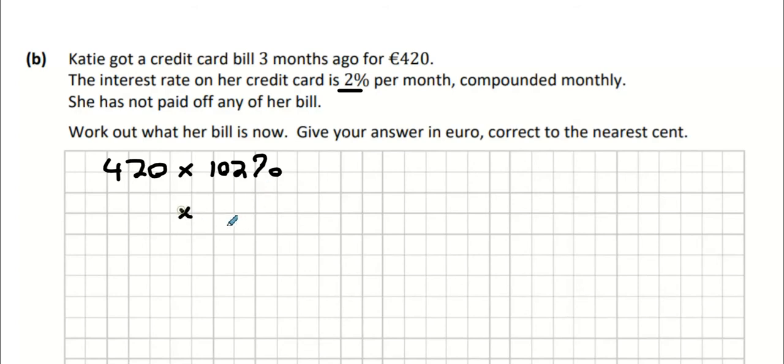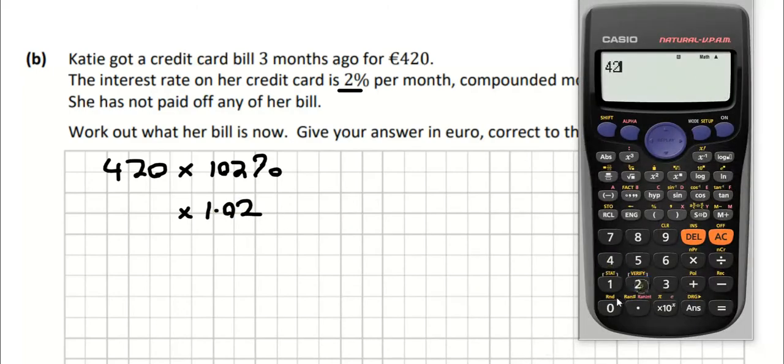Or you can multiply it by 1.02 each time. So you have to do it 3 times. So 420 multiplied by 1.02 or 102%. There's once, so that'd be 428.4. There's twice, oh, sorry, 0.2, that's an extra 2% on, so 436.968. And then multiply it one more time by 1.02, and your third answer would be 445.71.